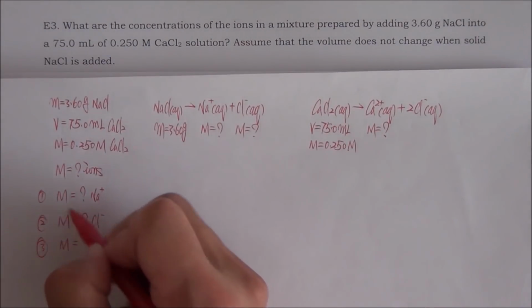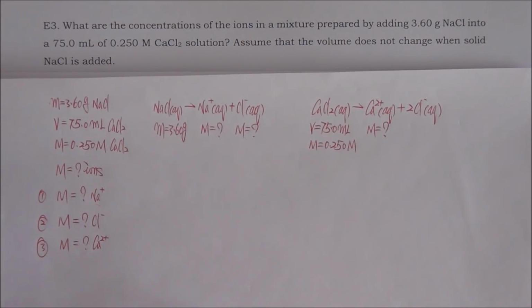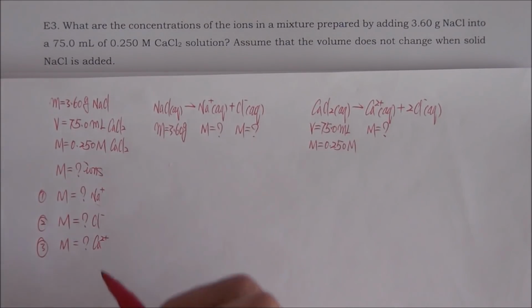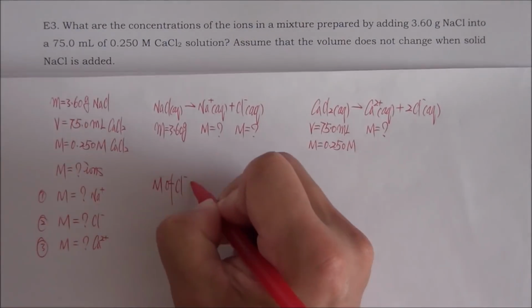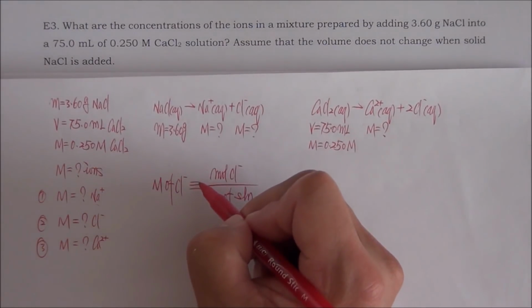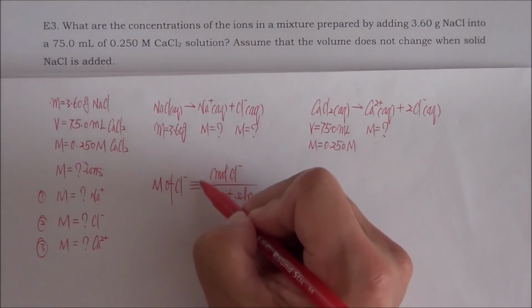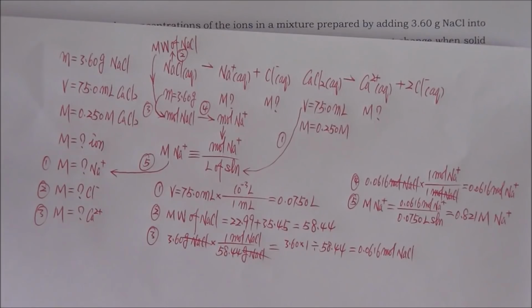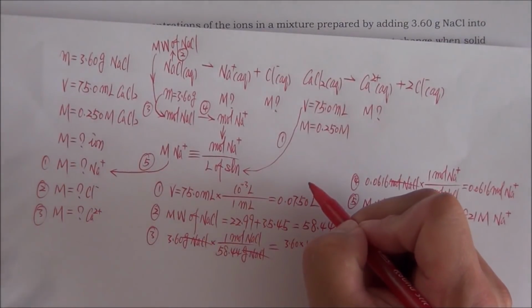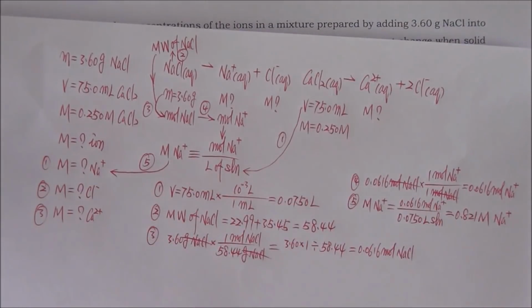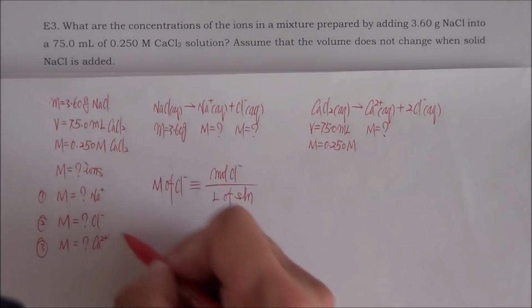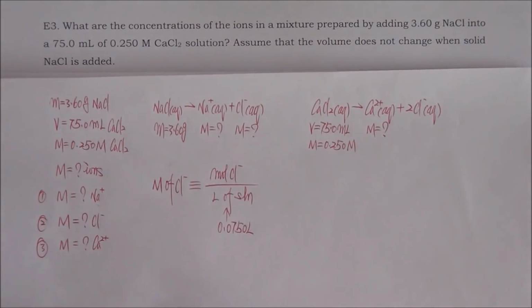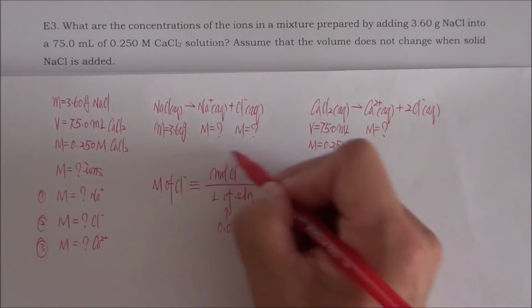To calculate the molarity of the chloride ion, we have to conduct a similar analysis as we did for the sodium ion. Let's start from the definition of the molarity. The molarity of the chloride ion is defined as the moles of the chloride ion over the liters of the solution. From the previous calculation, we already know the volume of the solution in liters. To calculate the molarity of the chloride ion, in addition to the volume of the solution, we have to know the moles of the chloride ion.